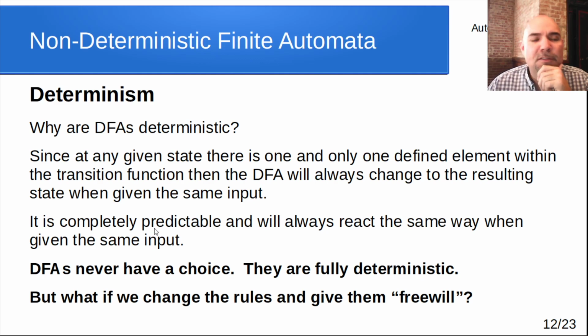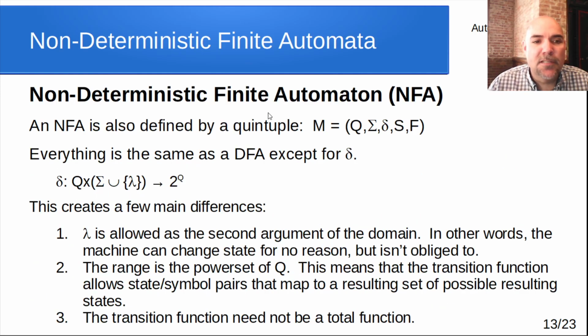It doesn't always have to do the same thing. It could decide what to do with that string. Or it might change state for no reason at all. And that's where we get to this concept of a non-deterministic finite automata, which is what today's lecture is about.